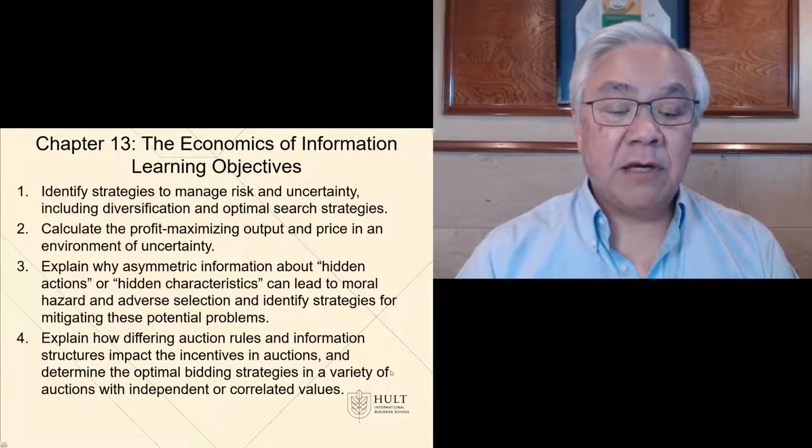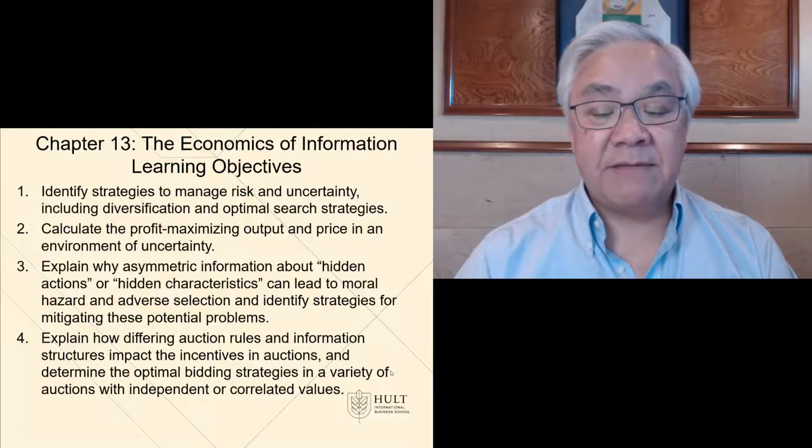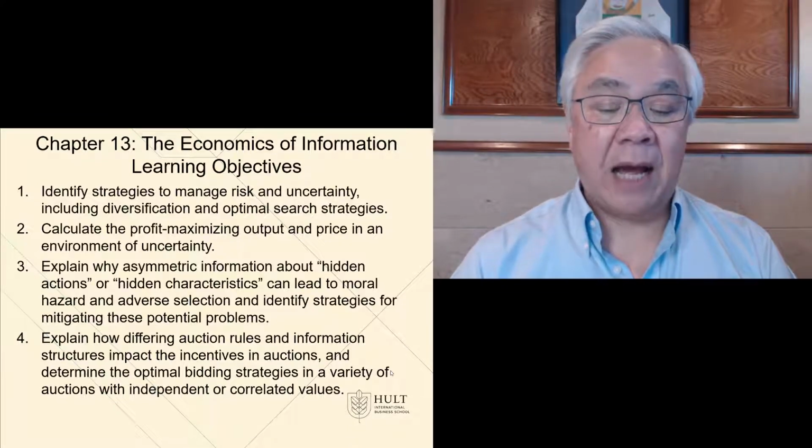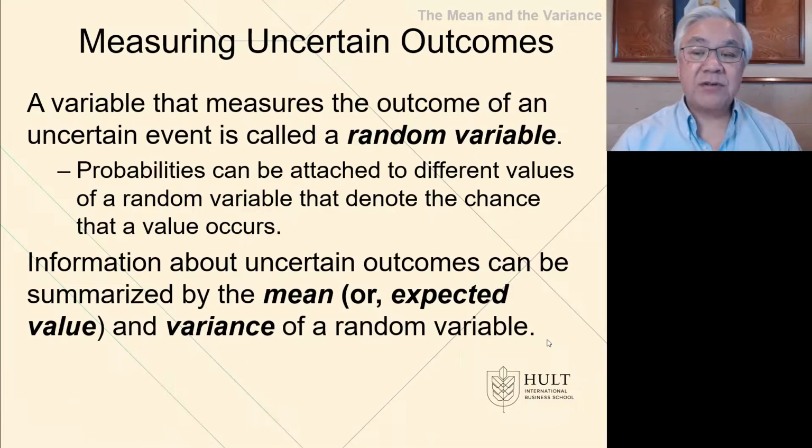And fourth, look at how differing auction rules and information structures impact the incentives in auctions and determine the optimal bidding strategies in a variety of auctions with independent or correlated values. Measuring uncertain outcomes. The variable that measures the outcome of an uncertain event is called a random variable, and probabilities may be attached to these so that we can look at the chance of that value occurring.